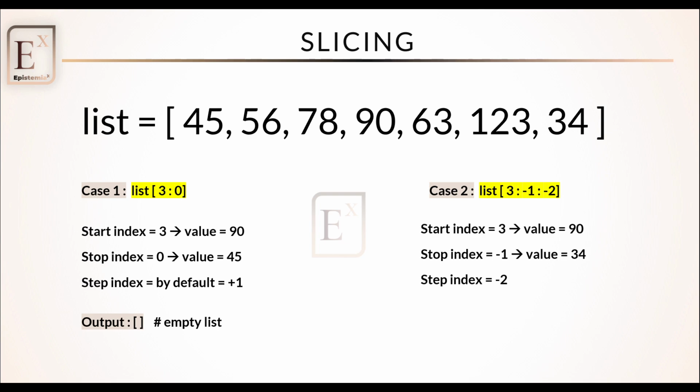Exactly in this case also, we cannot reach the stop index. So we get again an empty list. If you are walking forward but your destination is behind you, you will never reach it. So output is empty. If direction and indices do not match, slice gives an empty output.